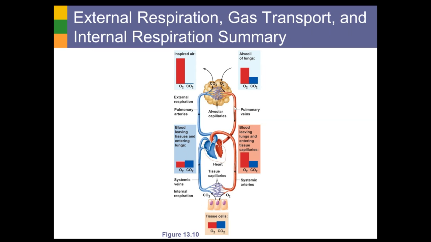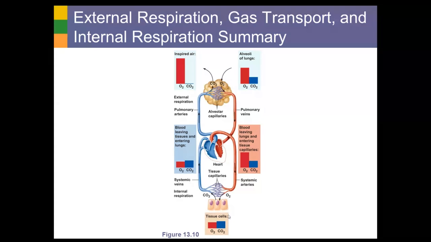Blood leaving the pulmonary veins, blood leaving the lungs, has about twice the level of oxygen as carbon dioxide, similar to the air in the lungs. Then it gets to the tissues. Notice there's more carbon dioxide in the tissues than oxygen. So oxygen is unloaded to the tissues.